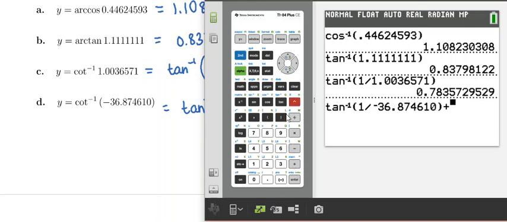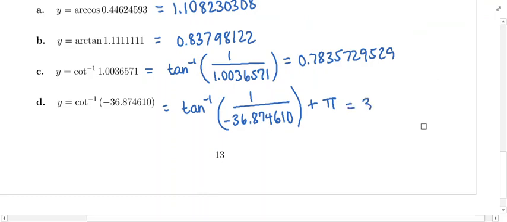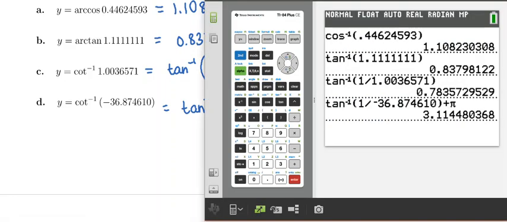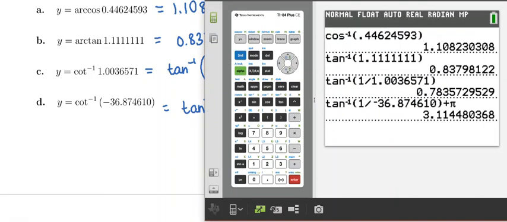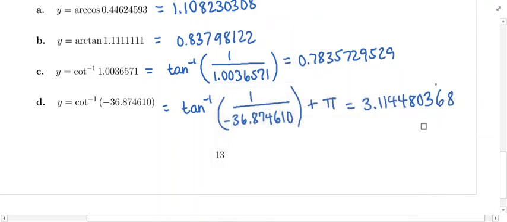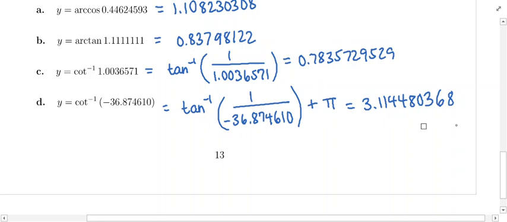If you add 180, it is going to be wrong. I don't know why this is giving me an exponent here. Okay, delete. Plus pi. There we go. The correct angle here in radians is 3.114480368. If you had your circle and you measured the radius, you would go around the circle an arc length of just over 3 radii, essentially. So that is your value, and you are done.